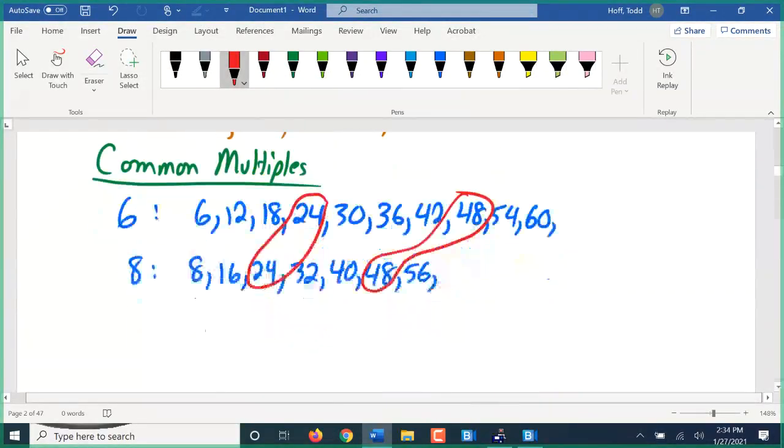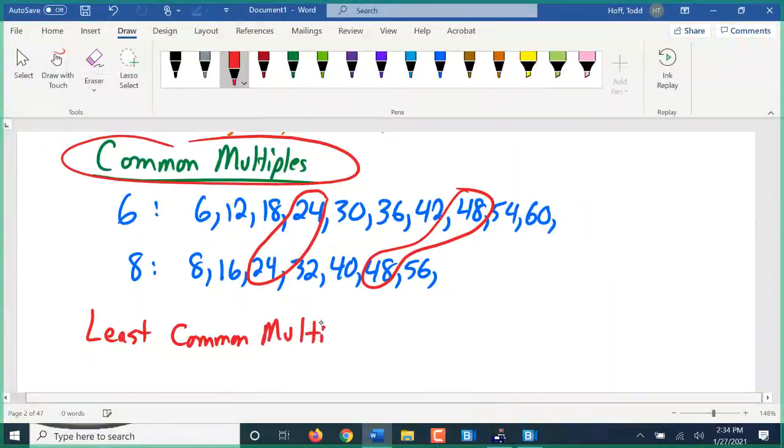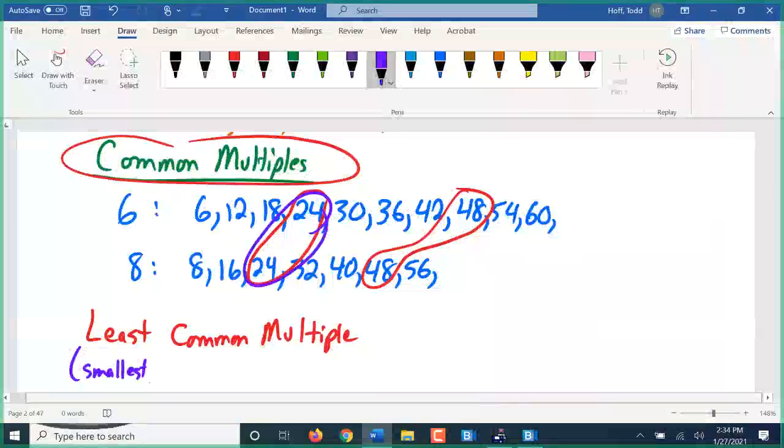So rather than being interested in just common multiples, we are typically interested in something called the least common multiple. Least, of course, in this case means smallest. Smallest common multiple of 6 and 8 is 24.